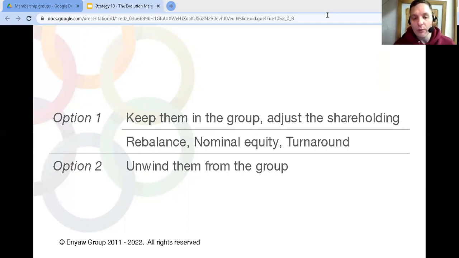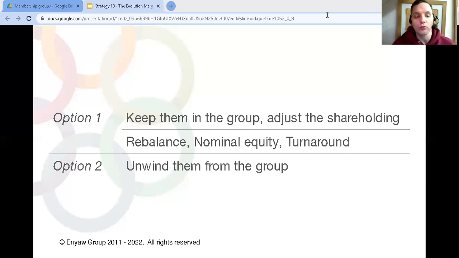If you think back to the rebalancing of the shares that we talked about, well, if the balancing is based on profit and one business doesn't make any profit, that would mean their shareholding is zero anyway. But it might be that keeping them in that group structure has value to the other businesses. So in that case, you might not want to remove them from the group. Instead, you might give them a nominal 5% shareholding and help them turn it around. It's really up to you.